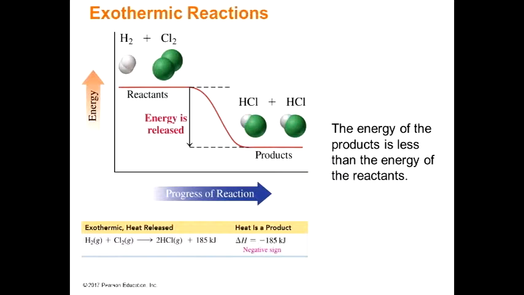And we produce that much energy. The amount of energy is 185. The sign tells us that it's exothermic. So recall the magnitude is 185. The sign says it's exothermic.